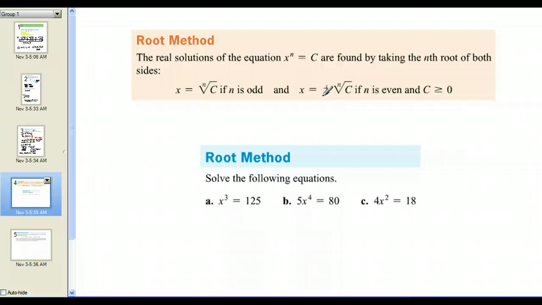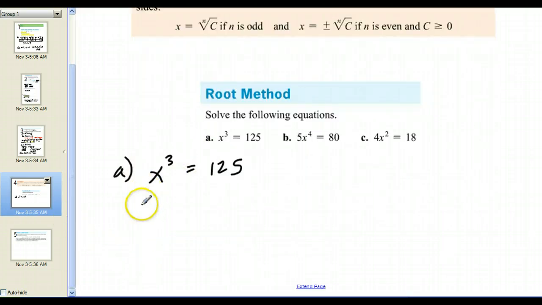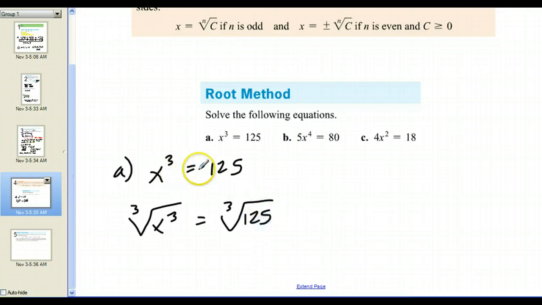Alright, so if I'm doing this problem, part A, x cubed equals 125, that's this scenario with n being odd. So for that I get x cubed equals 125. We solve it via the cube root. So we're going to take the cube root of x cubed is equal to the cube root of 125. Okay, if this is equal to this, then their cube roots are equal. Alright, the cube root of a cube, we just get x. And then the cube root of 125 is 5.